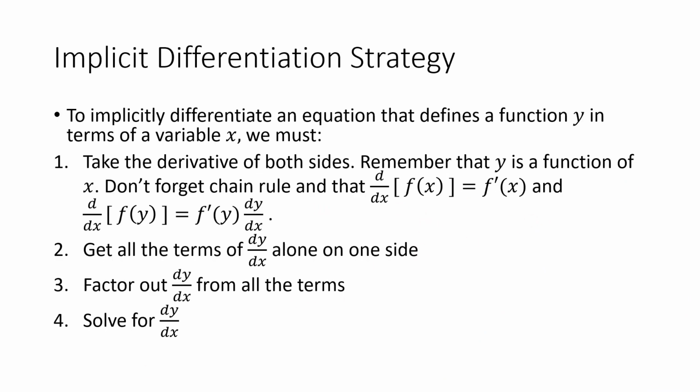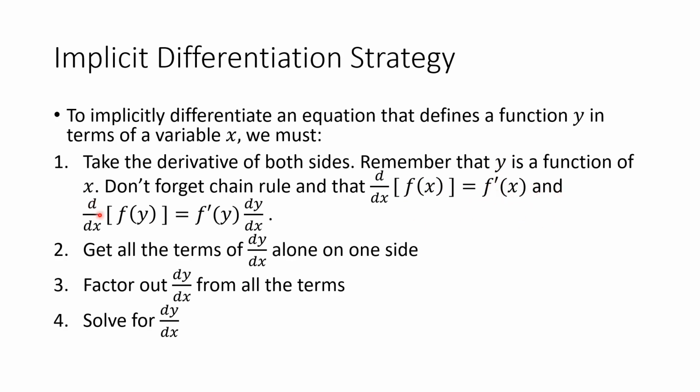So how do we go about it? We have a strategy for implicit differentiation. To implicitly differentiate an equation that defines a function y in terms of a variable x, we must take the derivatives of both sides of our equation. We have to remember that y is a function of x, so we can't forget the chain rule. When we take the derivative with respect to x of a function of x, we're given just f prime of x, the derivative of f of x.